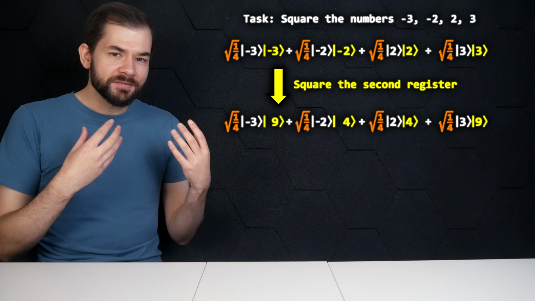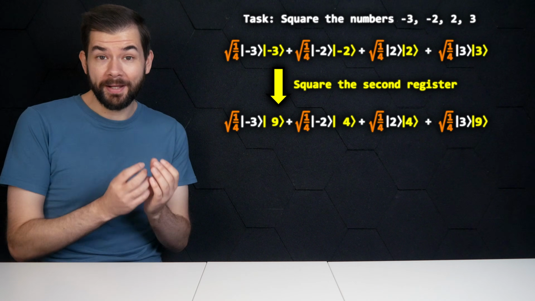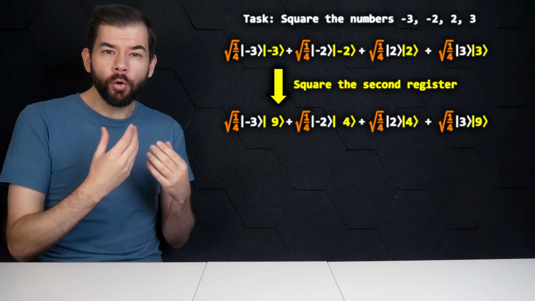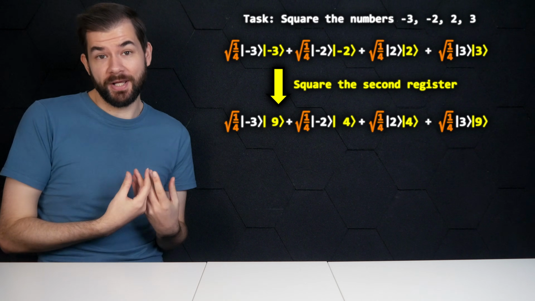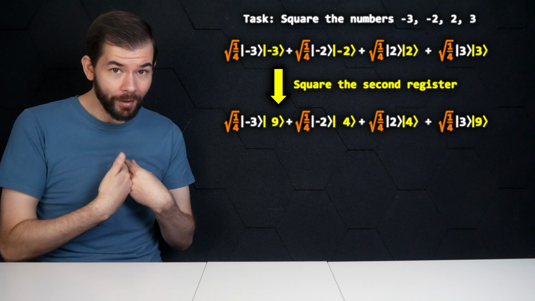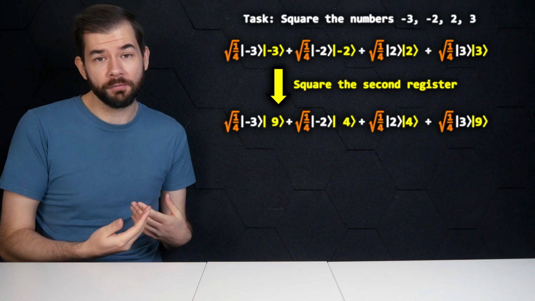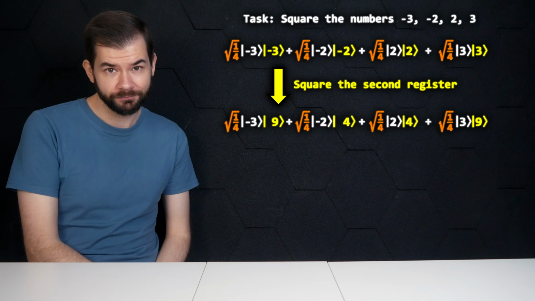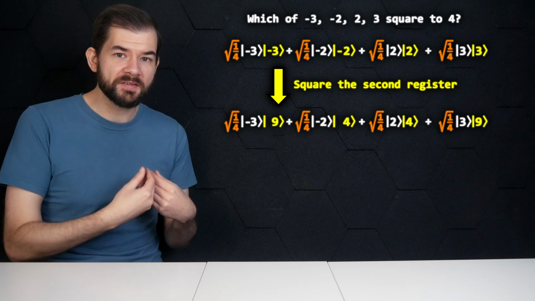When I applied a single squaring operation to this state, all 4 numbers got squared simultaneously. This is where the whole "quantum computer does all calculations at once" thing originates. The catch is that after measurement, I only ever see one answer. If I want to see all 4 squares, I'm going to need to do this whole thing at least 4 times. But let's say that I really want to find out which of these numbers square to 4.